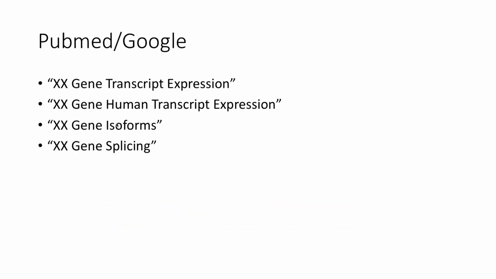PubMed search feature isn't always super useful for me, but I do find that Google searches of your gene of interest in transcript expression, your gene in human transcript expression, your gene in isoforms, or your gene in splicing might help when you're trying to look for specific information about transcripts.